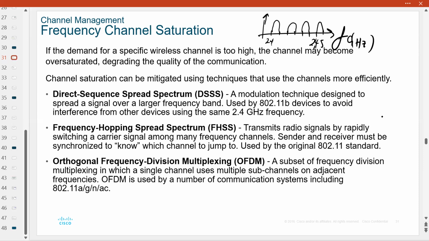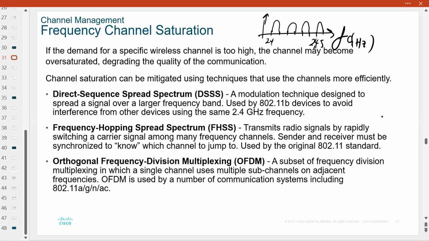When we talk of channel saturation, we have a situation where multiple devices are using one channel. When a lot of devices are using one channel, the channel becomes saturated. It's sort of the same thing as congestion. When a lot of traffic is going through one lane, then that lane gets congested. So channel saturation is sort of the same thing as congestion, where you have a large number of devices using the same channel to transmit and to receive traffic.